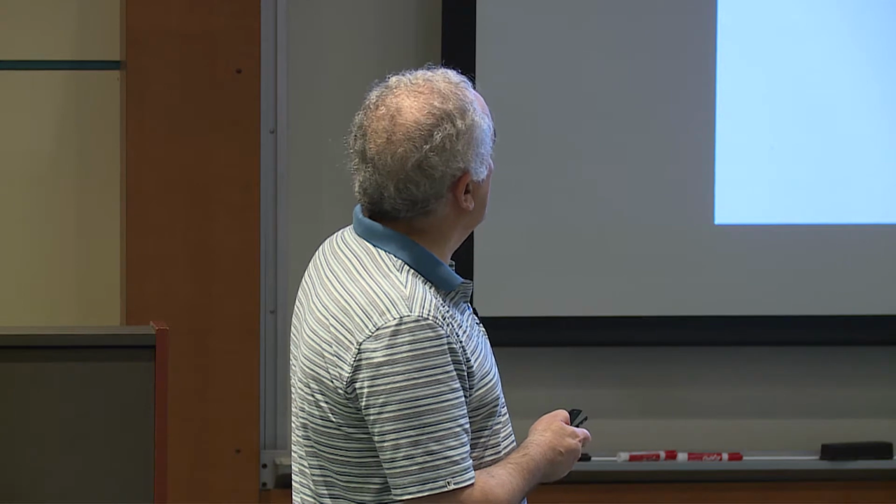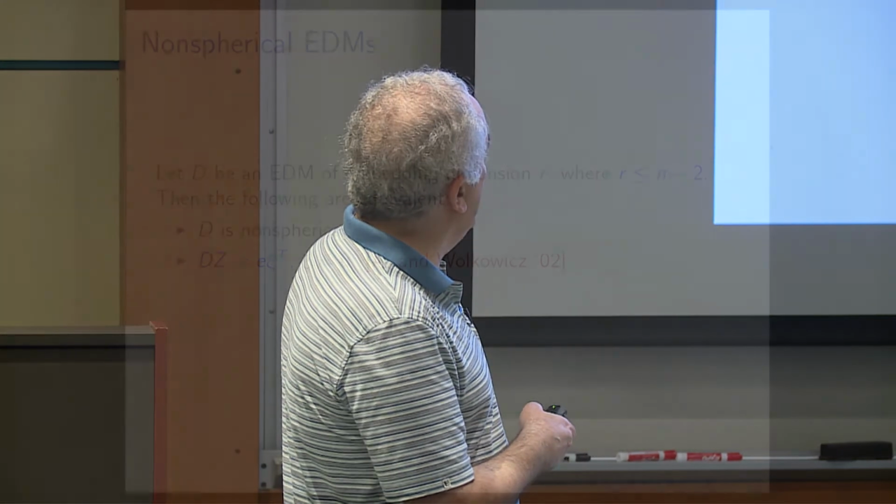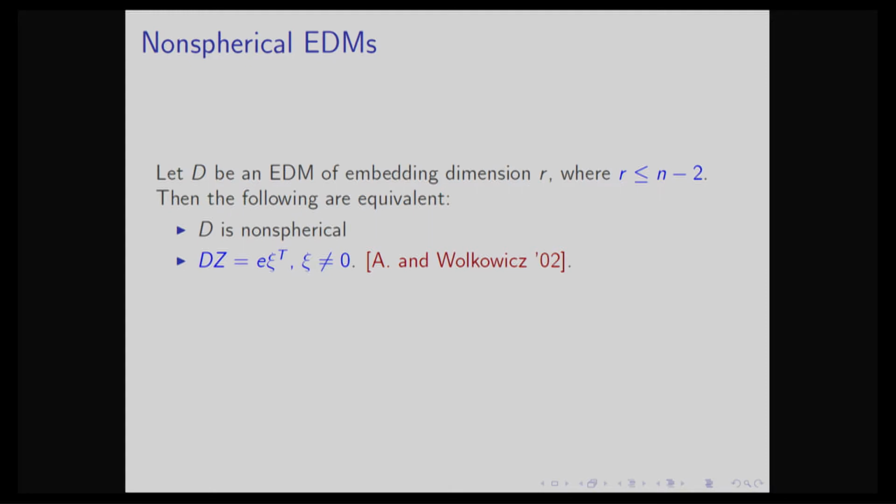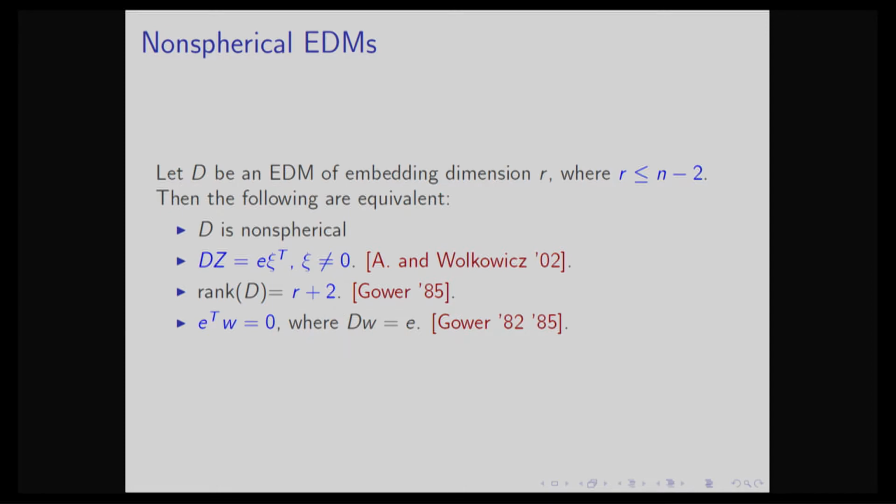Now, non-spherical is everything else. Okay? So how do you characterize non-spherical? Of course, they follow from the characterizations of the spherical EDMs. So D is non-spherical if and only if dz is not equal to 0. Remember Z is the Gale matrix. And the rank here is r plus 2, because r plus 1 goes for spherical, so r plus 2 goes for non-spherical. And then e transpose w is equal to 0, right? Which makes sense because the radius is inversely proportional to e transpose w, okay?